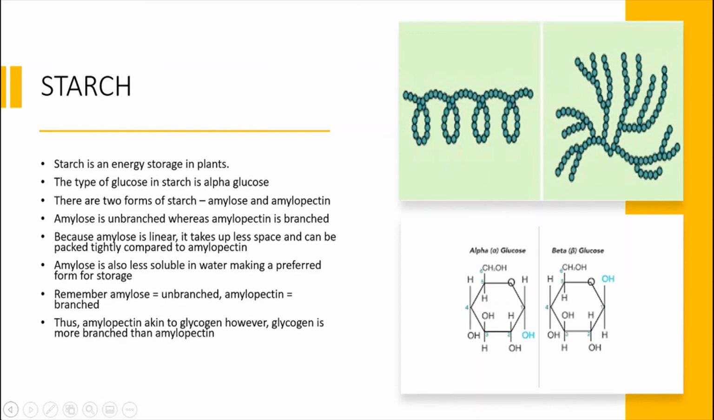So amylopectin is similar to glycogen because they're both branched. However, glycogen is more branched than amylopectin. Can you also state another difference between amylopectin and glycogen? Hopefully you said that amylopectin is a form of energy storage in plants, whereas glycogen is a form of energy storage in humans or animals.